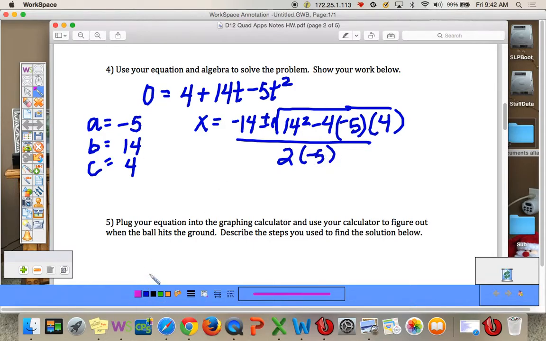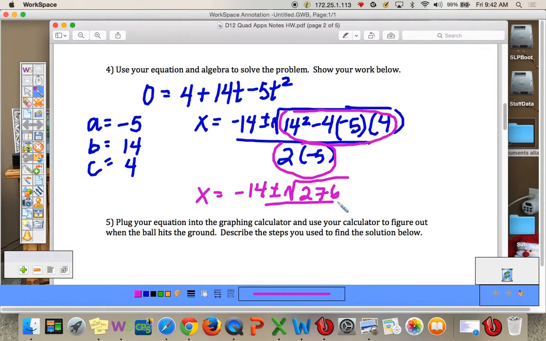All right, so I tell you to calculate. So we're actually going to get this number right here and this number. So we'll have x equals -14 plus or minus the square root of 276, over -10. And then calculate this, hitting enter before you divide. And so one of our times is about -0.26, and one of our times is about 3.06. And since this is a problem dealing with time, we can only use the positive answer.